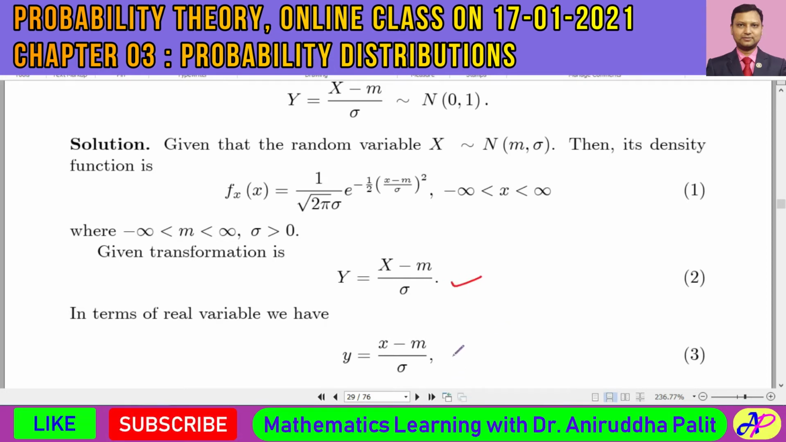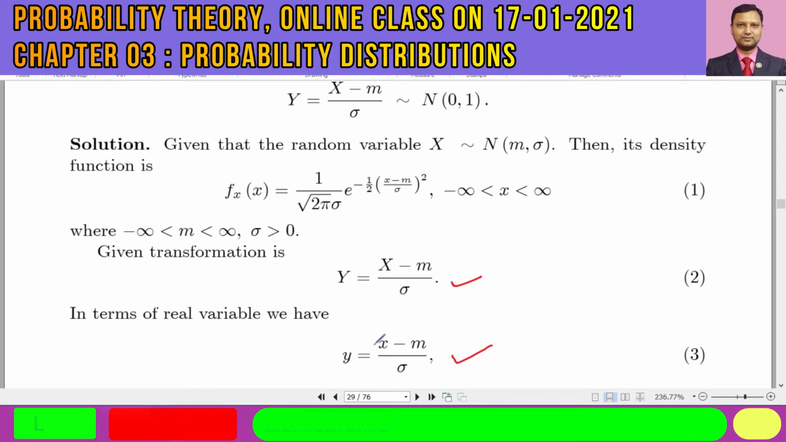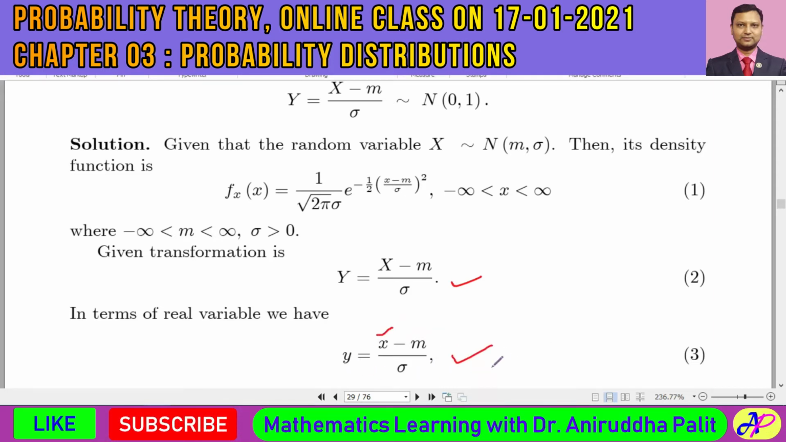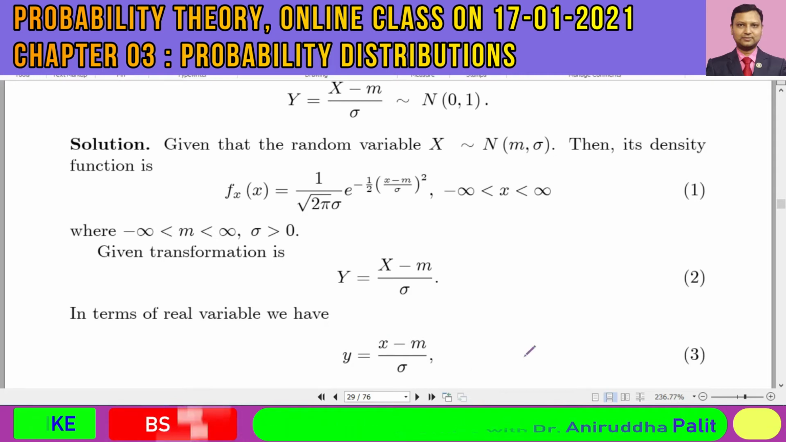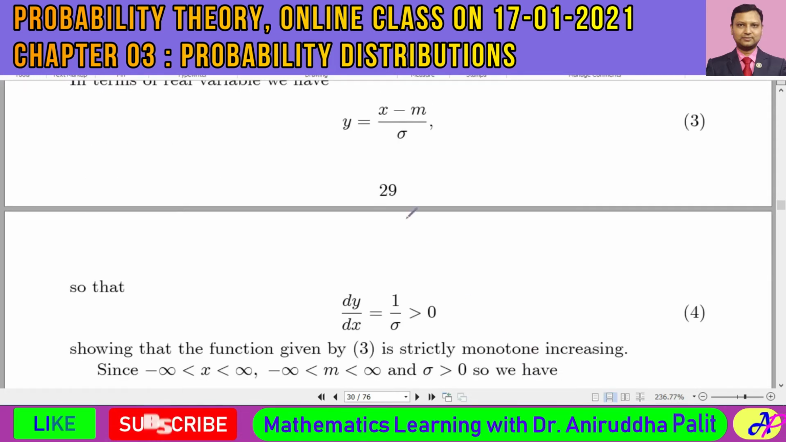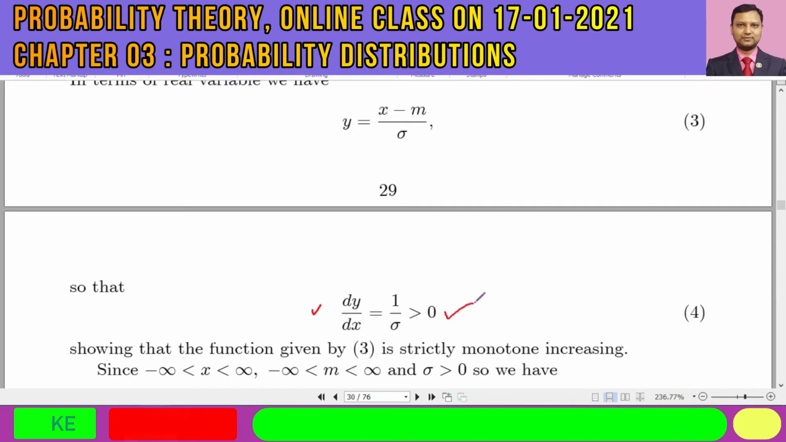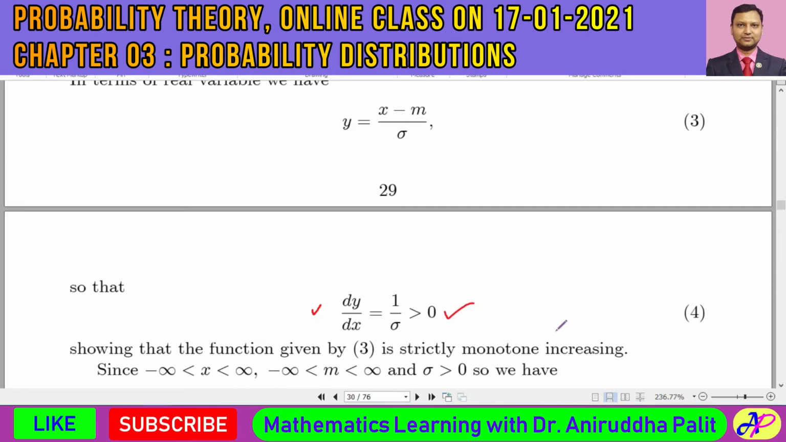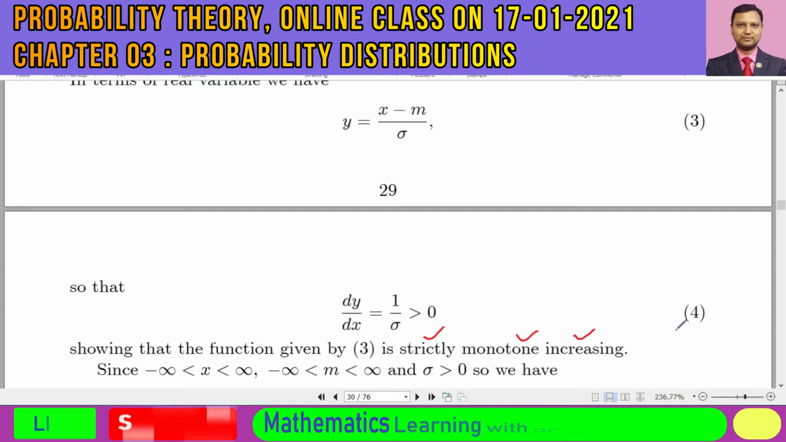And therefore, in terms of the real variable, we should write y is equal to small x minus m divided by sigma. And you see, if we differentiate this expression, dy/dx is equal to 1 by sigma, and because sigma is positive, this dy/dx is strictly greater than 0. That means y is a strictly monotone increasing function of x.